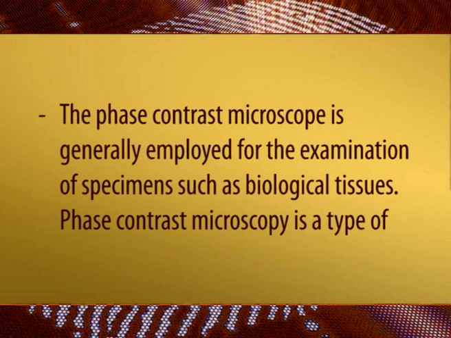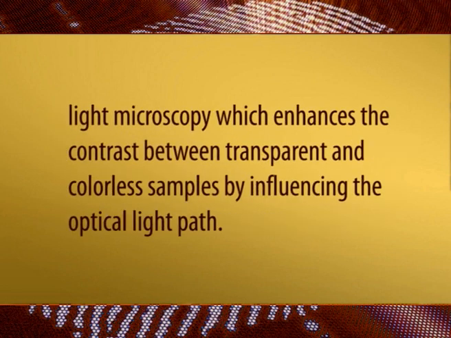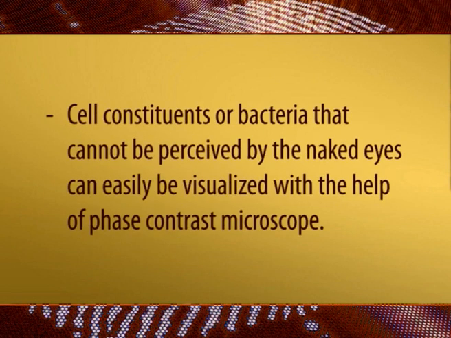The phase contrast microscope is generally employed for the examination of specimens such as biological tissues. Phase contrast microscopy is a type of light microscopy which enhances the contrast between the transparent and colorless samples by influencing the optical light path. Cell constituents or bacteria that cannot be perceived by the naked eyes can be easily visualized with the help of a phase contrast microscope.